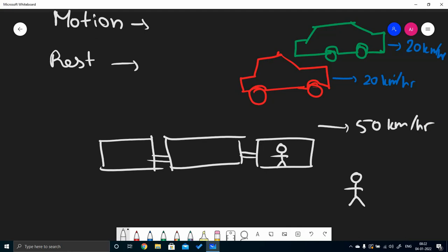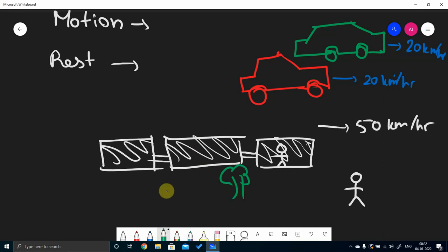Not really. You feel as if this entire scenario within the train is at rest. Everything is at rest. But when you look outside, when you look at the trees and everything, then you would notice that the trees are moving behind, right? They're going away from you. And as we proceed, you will realize that these trees will seem to move at 50 kilometers per hour in the opposite direction, right?